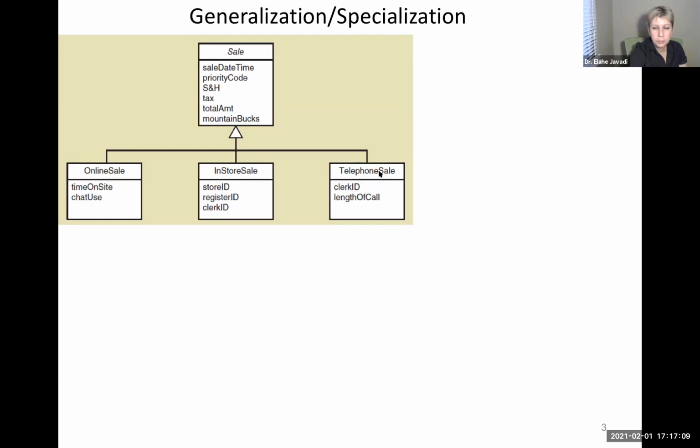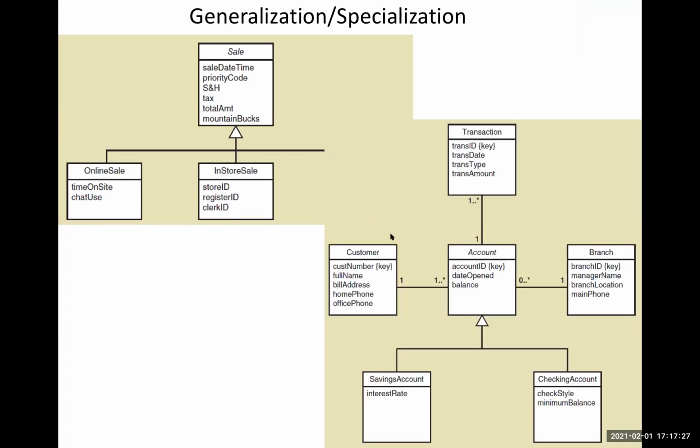How many attributes do I need to describe telephone sale? Let's ask Aisha. Well, two have to be described in telephone sale, and in the superclass, all the six have to be described, Professor Jack. So eight total, yes. Yeah. How about, let's go to this example.